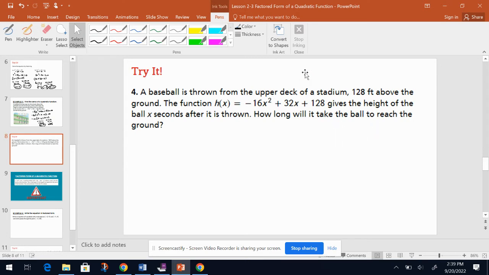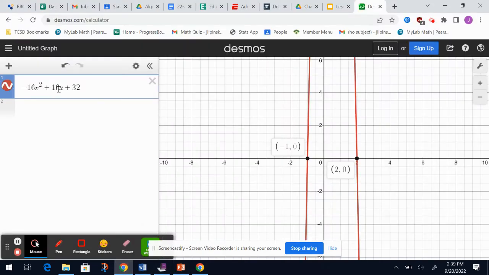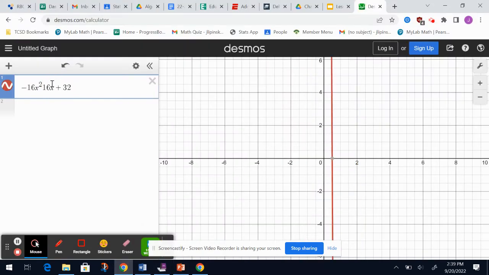How long will it take to reach the ground? We're just going to enter this into Desmos. Okay, negative 16x squared plus 32x plus 128. Negative 16x squared plus, what was it, 32x.